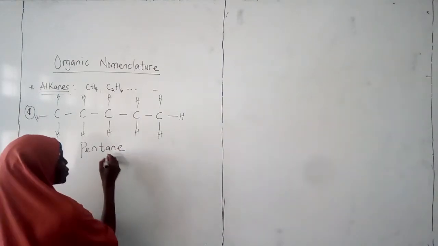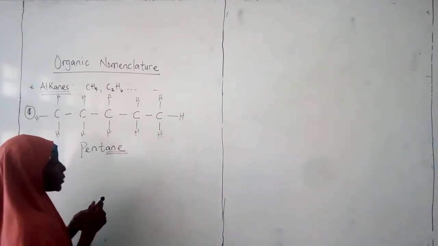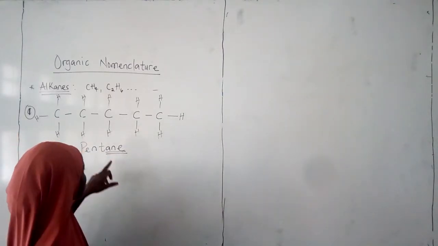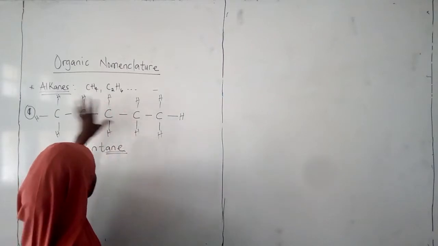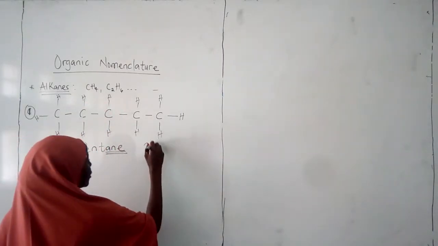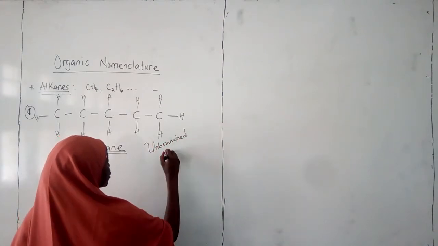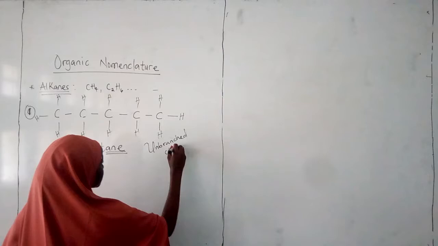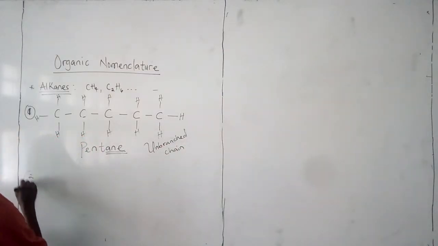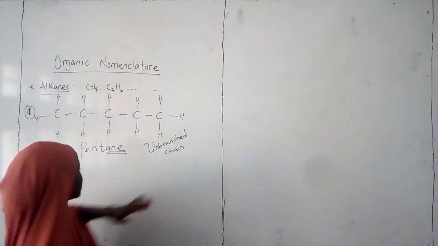Alkanes always end with what? A-N-E. The parent chain should always end with A-N-E. It's showing that it is an alkane. Now, this is an unbranched chain, which I know everybody is familiar with.